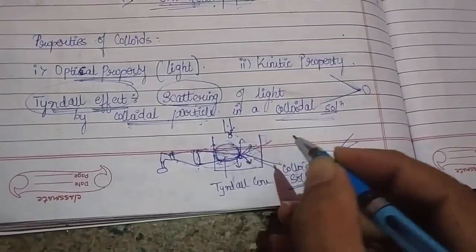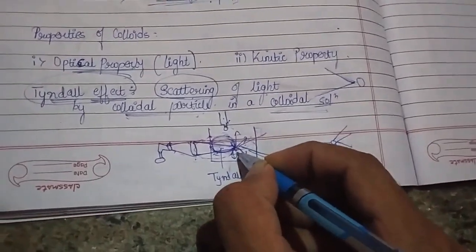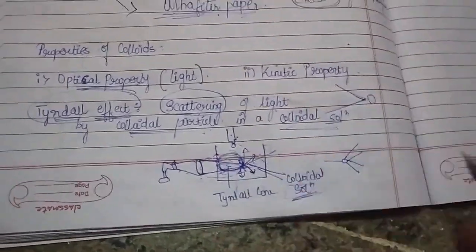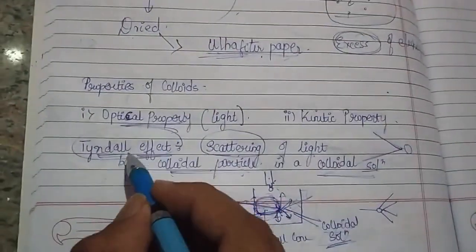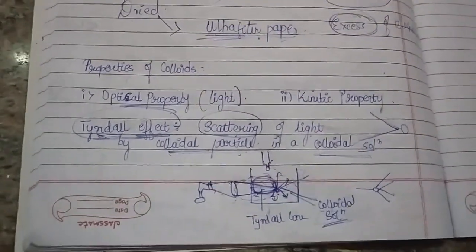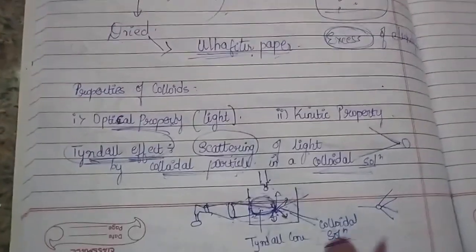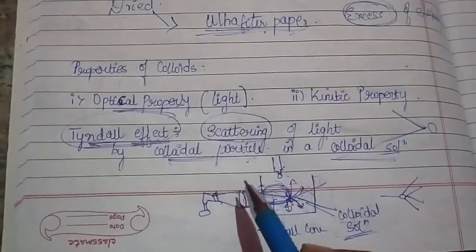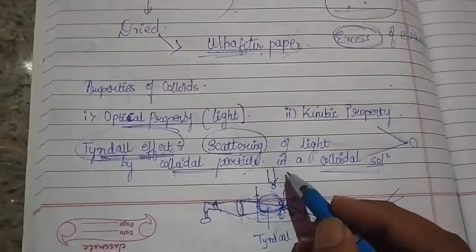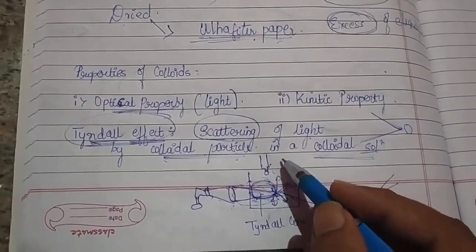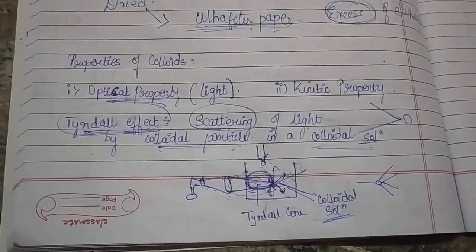Why is this observed? Only because of the scattering of the light by the colloidal particles in all the directions. So this phenomenon is called what? Your Tyndall effect. So whenever you are asked what do you mean by Tyndall effect, you have to answer in this way. What is that? When a light is passed through the colloidal solution and it is observed at a right angle using a microscope, the path of the light is observed as a bright cone.